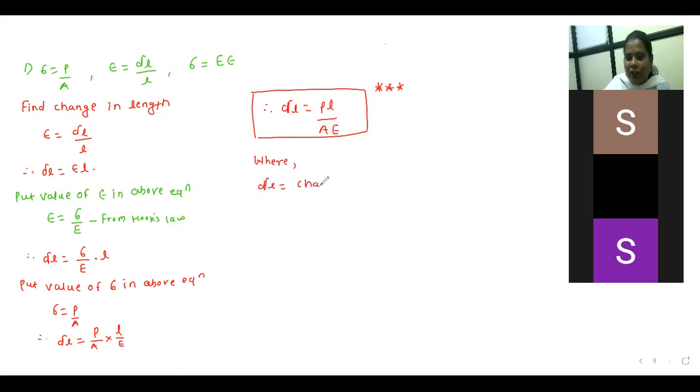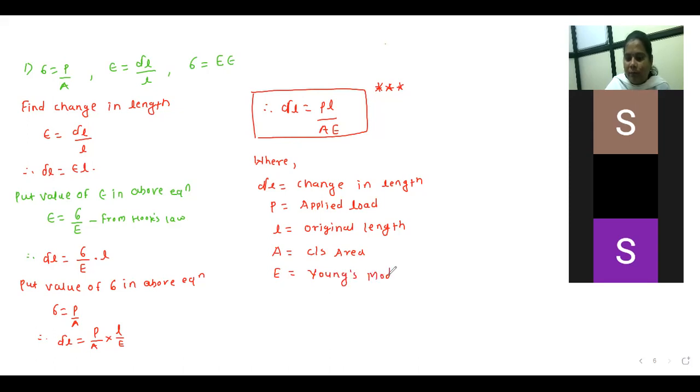Del L, which is equal to change in length. P, which is equal to applied load or force. L, which is equal to original length. A, which is equal to cross-sectional area. And E, which is equal to Young's modulus.